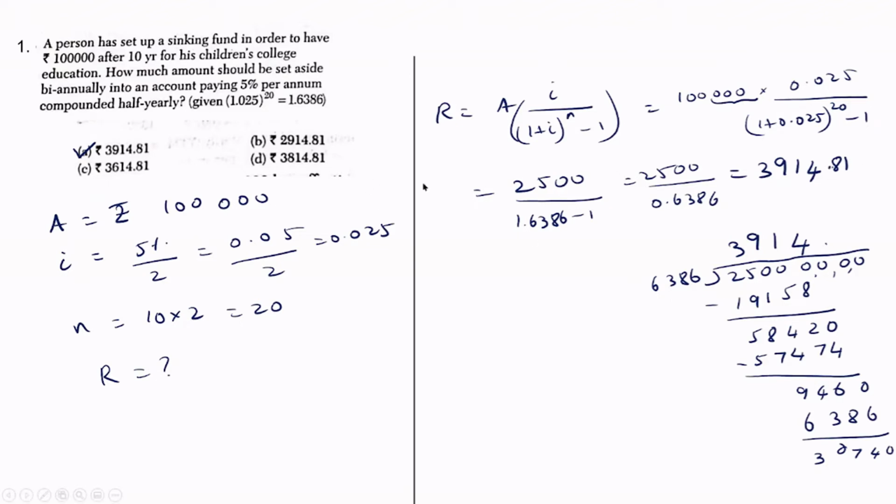So the amount that should be set aside biannually is 3914.81. Moving on to the next question.